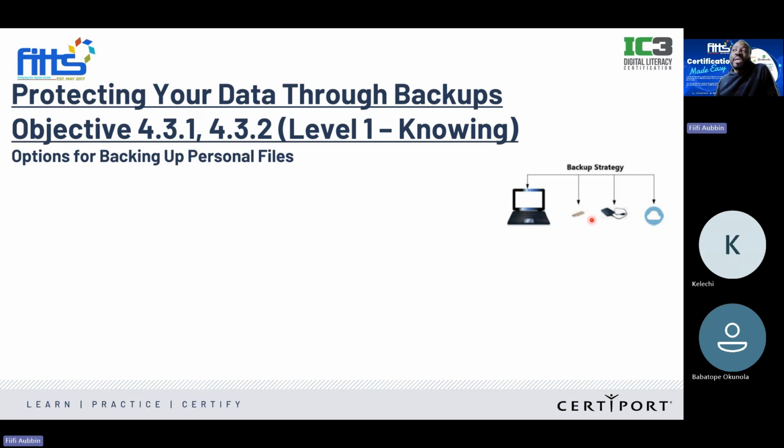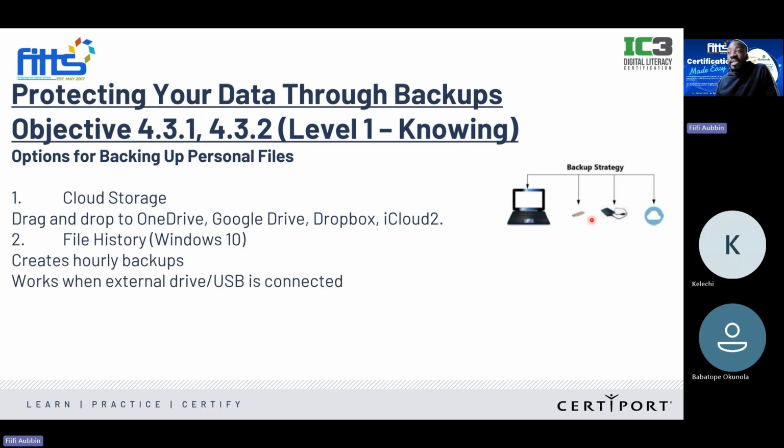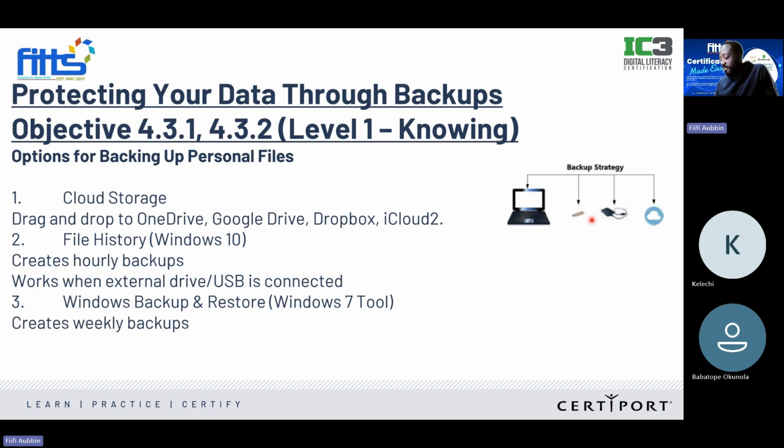So what are the options for backing up personal files? Cloud storage, you mentioned it. You drag and drop to OneDrive, Google Drive, Dropbox, or iCloud too. And File History, that is Windows 10. It creates hourly backups if you want, and works when an external drive or USB is connected. Then Windows Backup and Restore, Windows 7 too, but Windows 7 is no longer supported. And I think they've ended the support for Windows 10. So we should all upgrade to what? Windows 11.